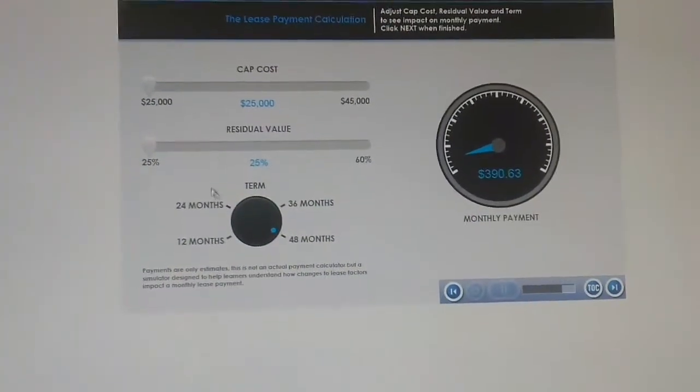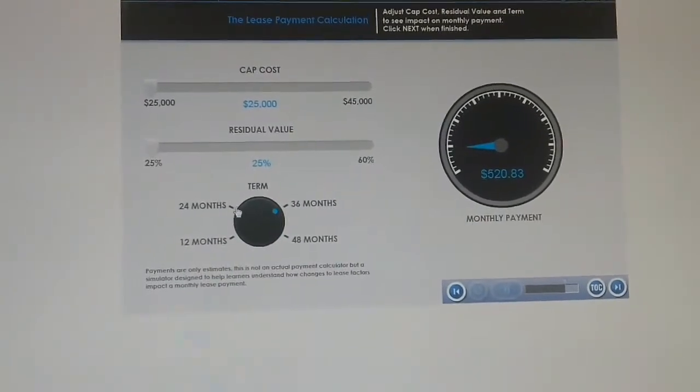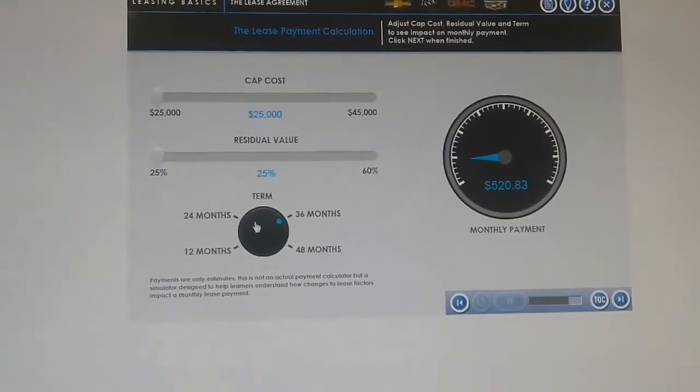Adjust cap cost, residual value, and term to see the impact on monthly payment. Click Next when finished.